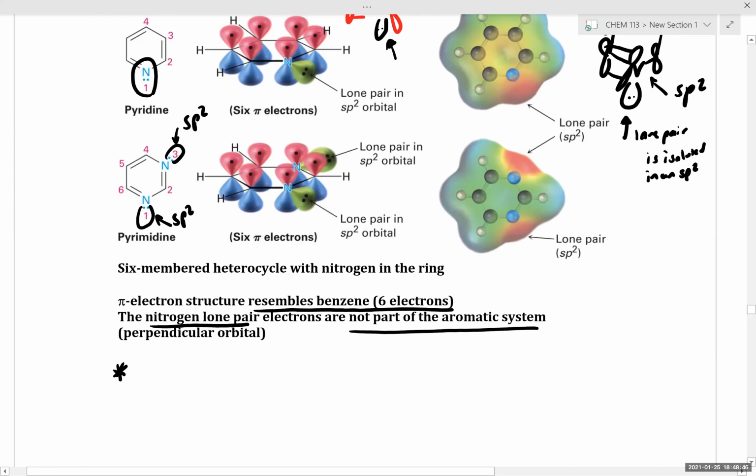One thing that I just want you to note, it doesn't come up in this class, but it's important to consider, is that heterocycles exhibit weaker aromatic stabilization. They're still quite stable, but it's not as strong as your typical carbon-based aromatic system.